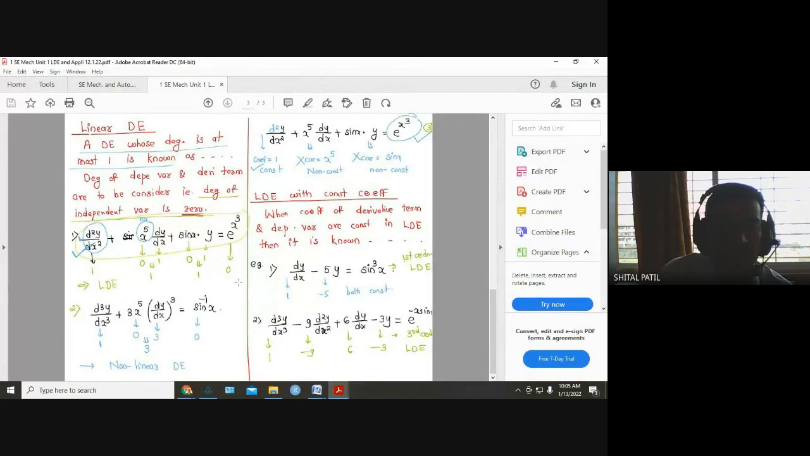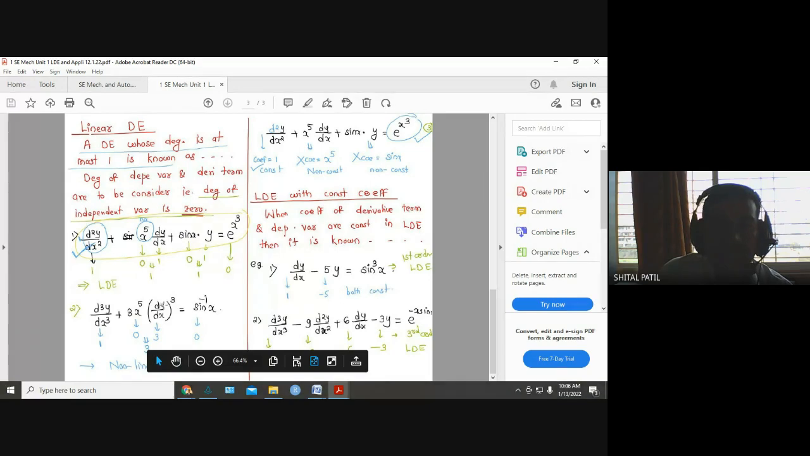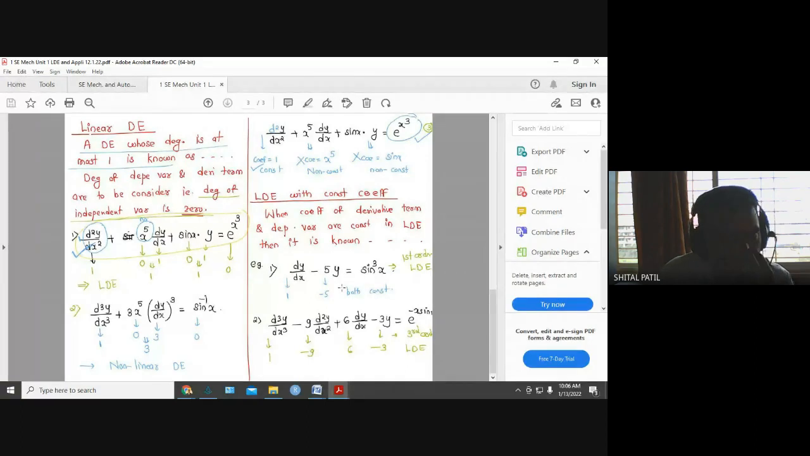A differential equation whose degree is at most 1 is known as a linear differential equation. Here our aim is to solve linear differential equations with constant coefficients, so the coefficients should be constant. This much we studied yesterday. Now we are going through the next part.